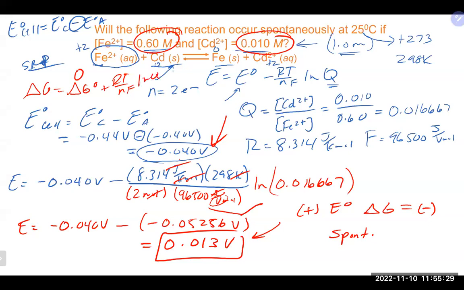Natural log of Q that we saw in the previous one. Again, here in this equation, same idea. Something was not under standard conditions, so you would use that one. Other questions on that?